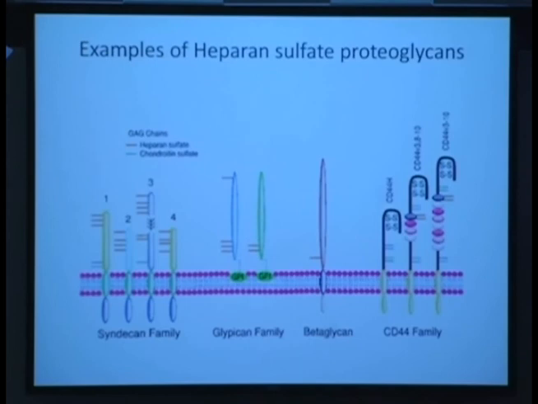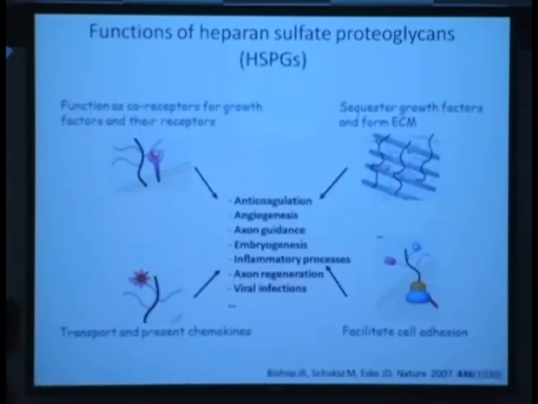And we don't understand why. Sometimes you have a GAG chain attached to it, sometimes it's not attached, and that still comes under the heparan sulfate proteoglycan category. And then what are the functions of proteoglycans? As we studied, they play a role in anticoagulation, enzymatic action, embryogenesis, and they also regulate inflammation, axon growth and guidance, and neurodegeneration.